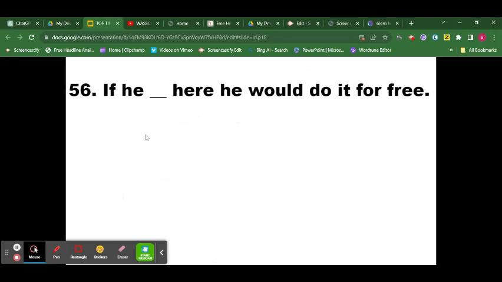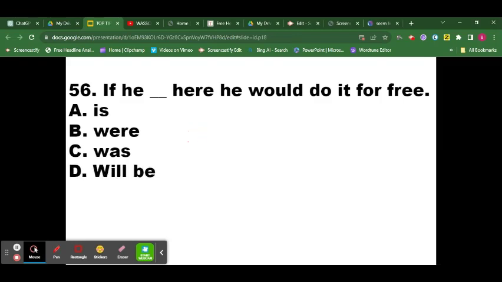Question 56. If he dash here, he will do it for free. A is, B where, C was, and D will be. Of course, the right option is B, were.